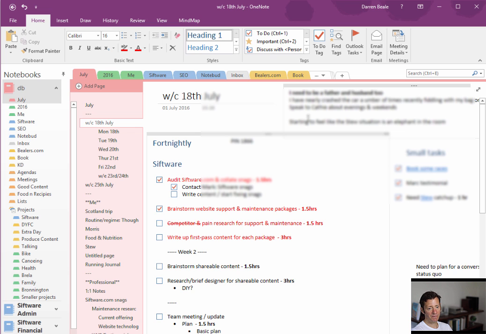I also leave myself notes to remind myself what things I need to think of, or focus points, or just reminders about this, that, or the other. And I'll look at this page every day.